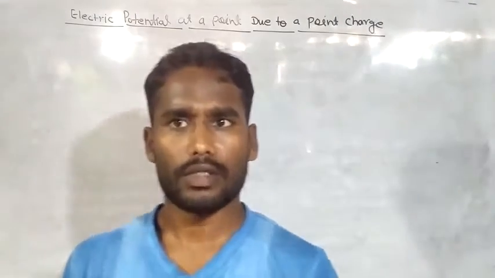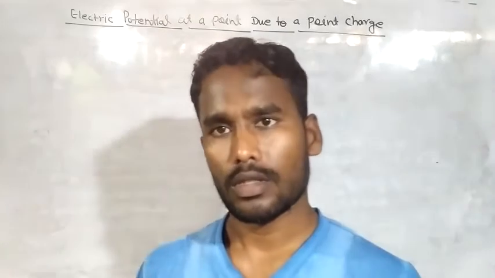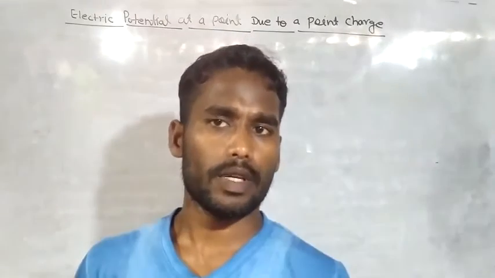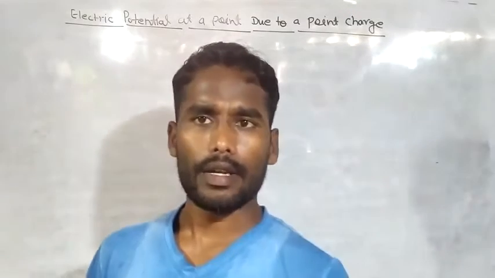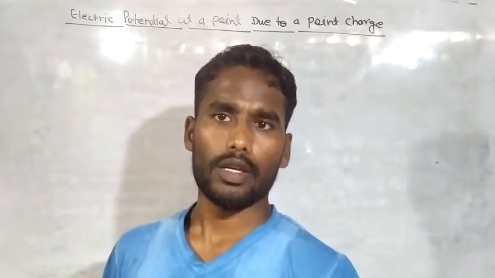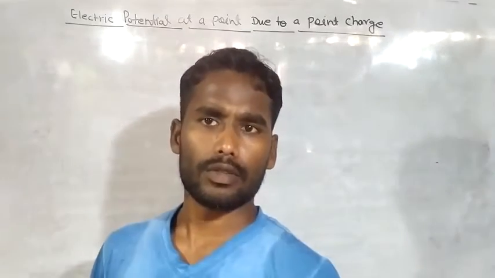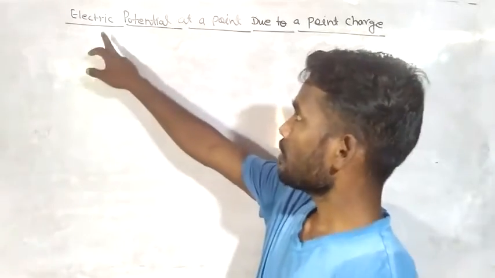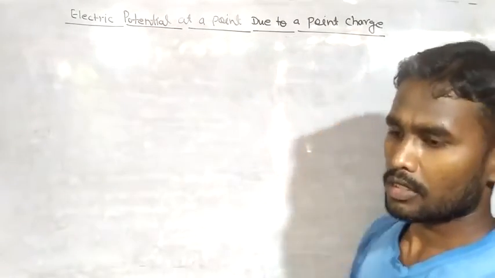Hello students, in the previous lecture I described the concept of electron volt. In this chapter we have discussed electric potential, potential difference and electron volt. Today we will discuss the next topic, that is electric potential at a point due to a point charge.